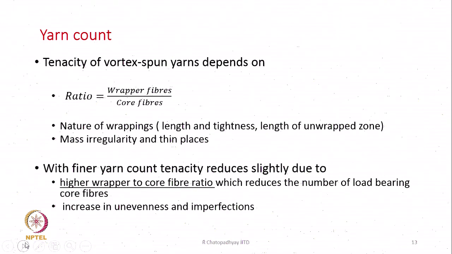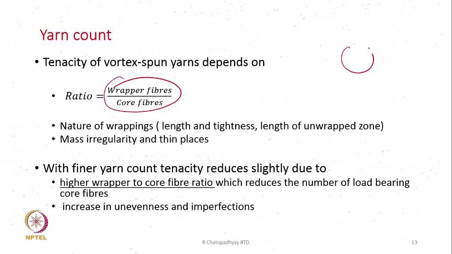Now, we come to yarn count. We can make a finer yarn, we can make a coarser yarn. The count range I have already said, it can vary between 15 to 65 Ne, that is the range in which the yarns are spun. Tenacity mainly depends upon the ratio of wrapper fibers and core fibers. Let us see, in the cross section of fibers, you can categorize them into two groups: some fibers which are wrapping, and the others which are a part of the core.